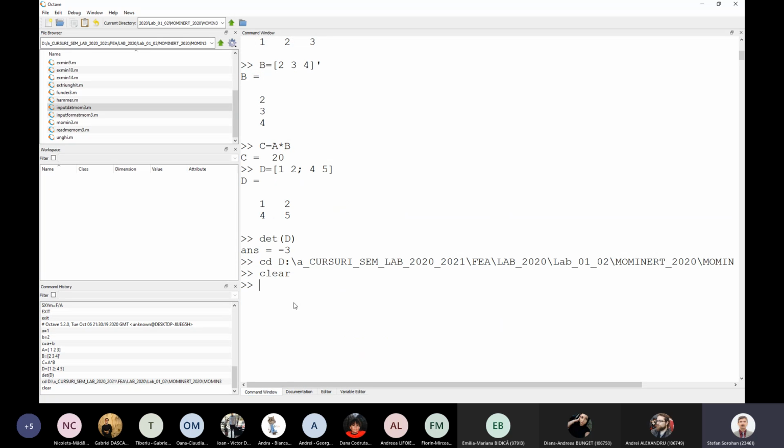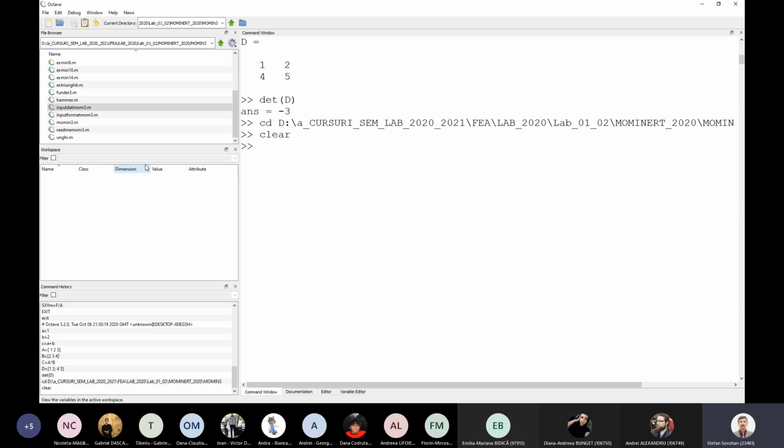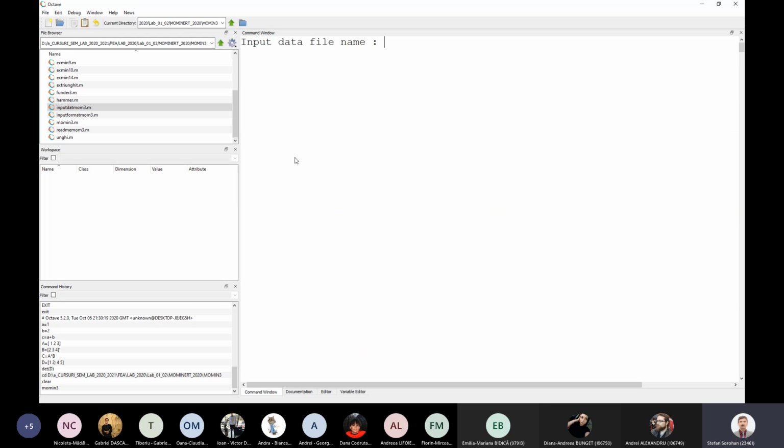So in the command line, if I put the name of this code, let's say mom in free, the program will ask for an input data file name. The input data files usually are, we have some examples here. So for example, I have xmin1, xmin3. Let's take one. I will type xmin9, for example.